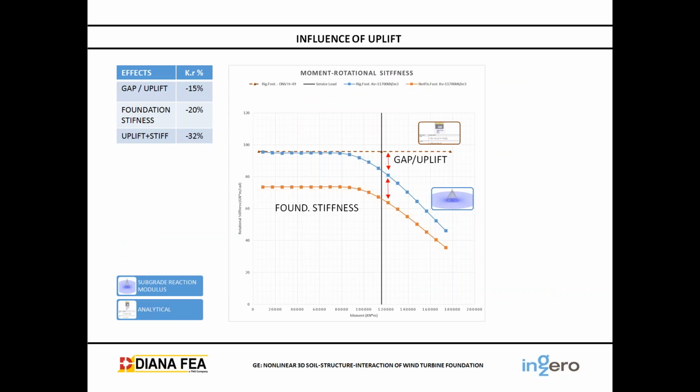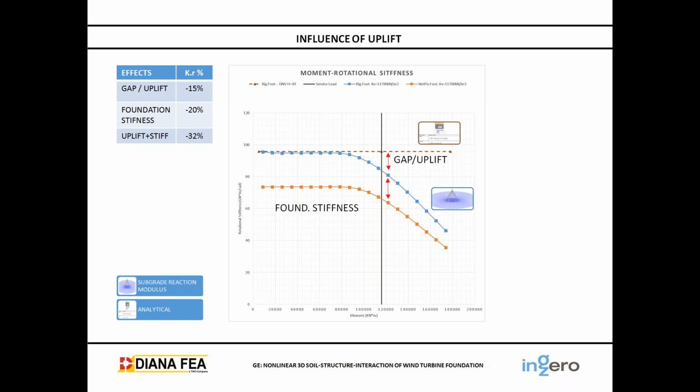Okay. Now we study the different nonlinearities of different factors we believe with the different models. So what about the influence of the uplift of the foundation? Here in the graph we have the moment versus the rotational stiffness. The moment is on the y axis and the rotational stiffness on the x axis.